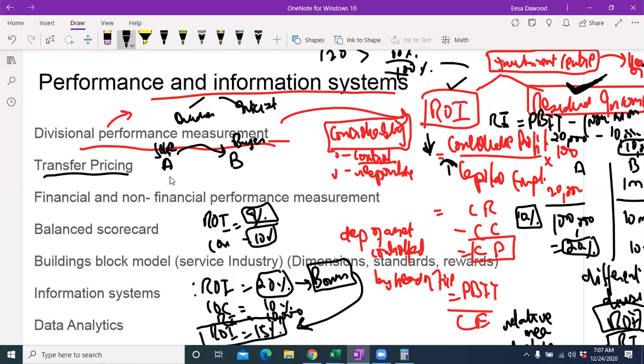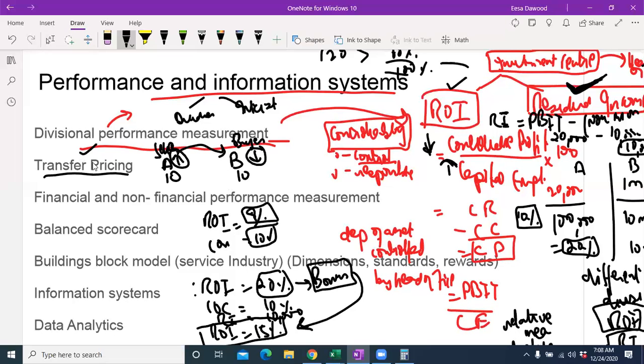So A wants to charge the maximum price and B wants to pay the minimum price, because transfer price is going to be a price. For example, he charges 10. This is revenue for A and it is cost for B. So A would like to increase his profit and revenue, so he would like to maximize the price, and B would like to minimize the price.